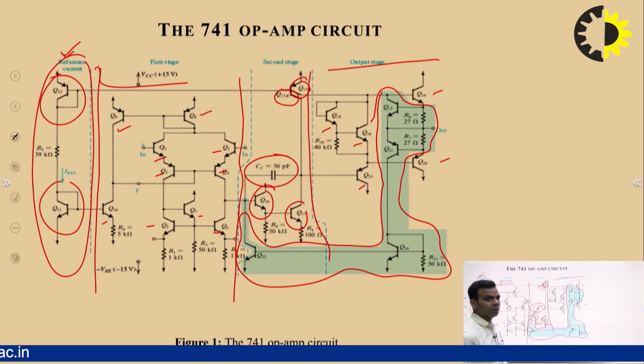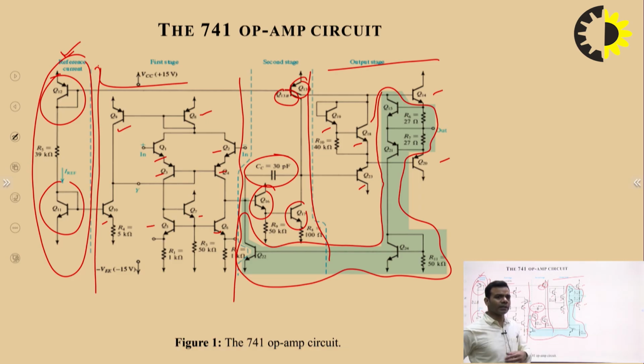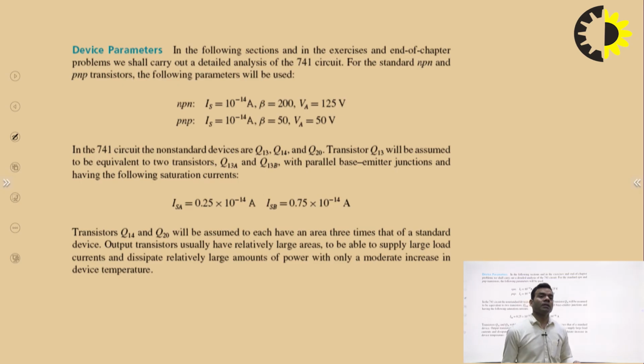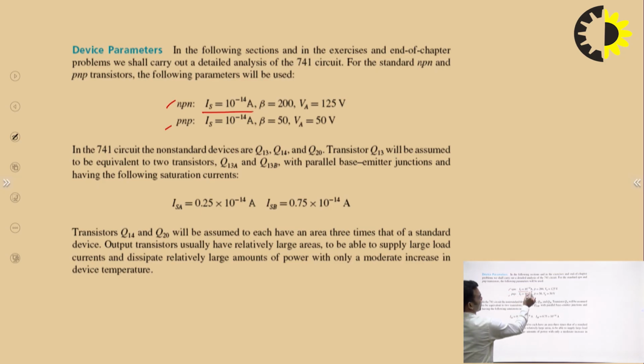Now we will see how each and every transistor gets the DC current and DC voltage for proper operation. Before starting the DC analysis, we should always remember the device parameters. For NPN transistors, IS is 10 to the power minus 14, beta is 200, and VA, the early voltage, is 125. For PNP transistors, IS is 10 to the power minus 14, beta is 50, and VA is 50.